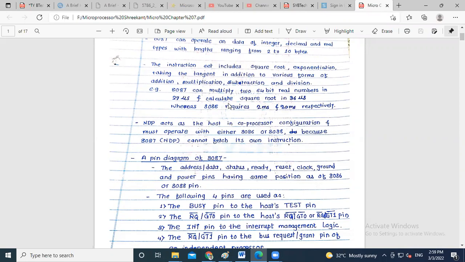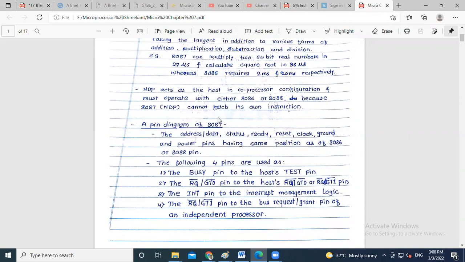We have to solve this by using the 8087 coprocessor. For example, the 8087 can multiply 64-bit real numbers in 27 microseconds and calculate a square root in 36 microseconds. In the 8086, it requires 2 milliseconds and 20 milliseconds. But in the 8087, they use microseconds, not milliseconds. The execution time is greatly reduced. That's why we have to use the 8087 coprocessor.